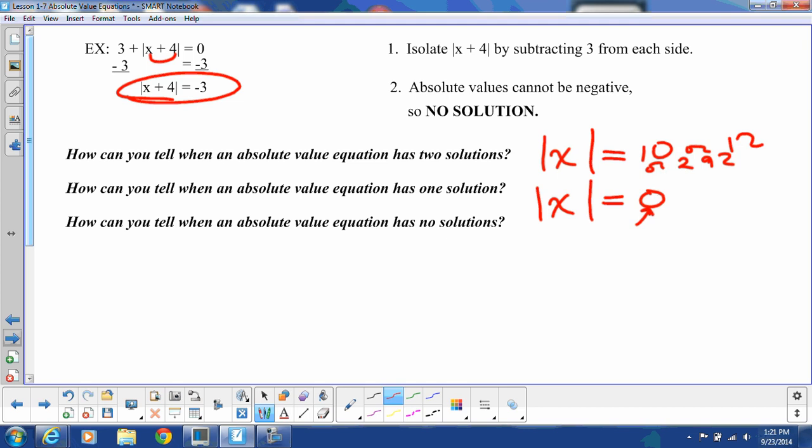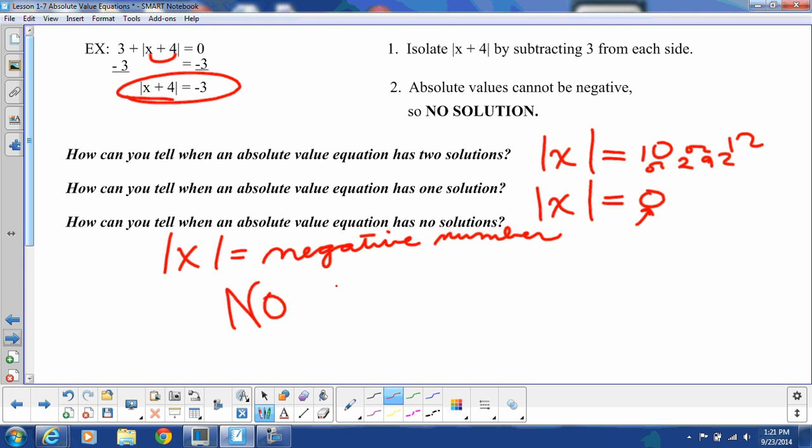Finally, how can you tell when an absolute value equation has no solutions? Remember, absolute values can never be negative. So if the absolute value of a number equals a negative number, there are no solutions.